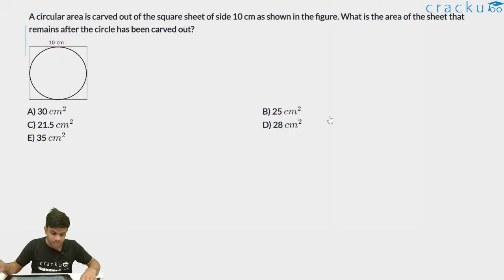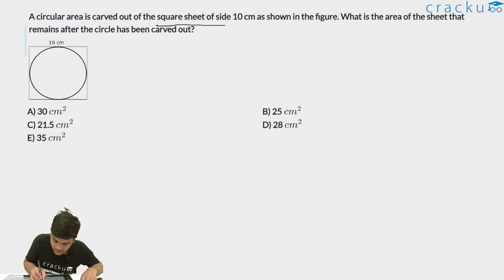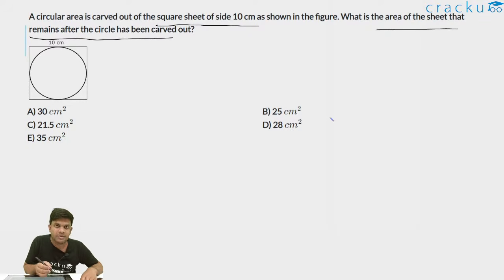Let's look at this question. It is said that a circular area is carved out of a square sheet of side 10 centimeter. What is the area of the sheet that remains after the circle has been carved out? So now first of all we have to find the area of the square. Side is 10 centimeter. So area is 10 into 10, which is 100 centimeter square.